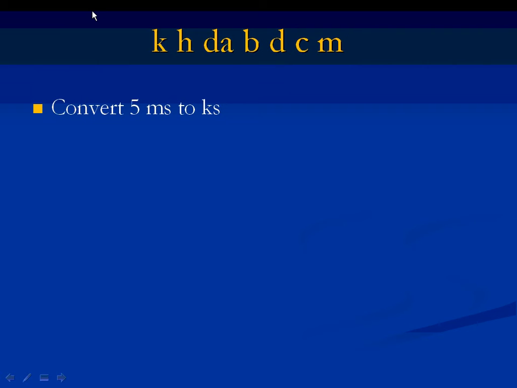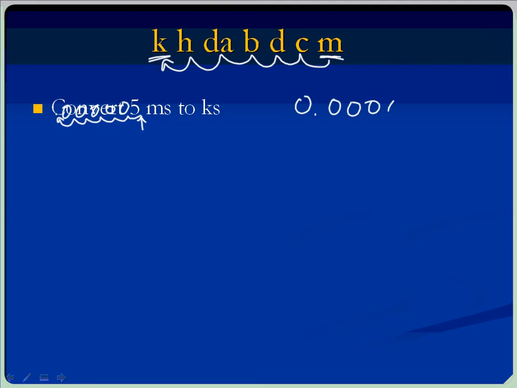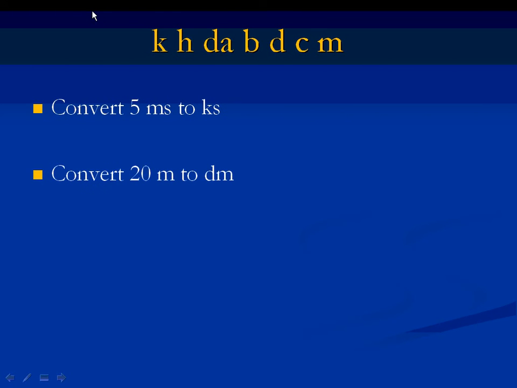Convert 5 milliseconds to kiloseconds. Well, I'm starting out at milli, and I'm going to kilo, so that's 1, 2, 3, 4, 5, 6 hops to the left. The decimal is here at the moment, even though it's not visible, it's actually there. So I'm going to be moving the decimal 1, 2, 3, 4, 5, 6 hops to the left, so that's going to be 0.00. Ooh, 3 more. 1, 2, 3. Yep, 0.000005 kiloseconds. There we go.